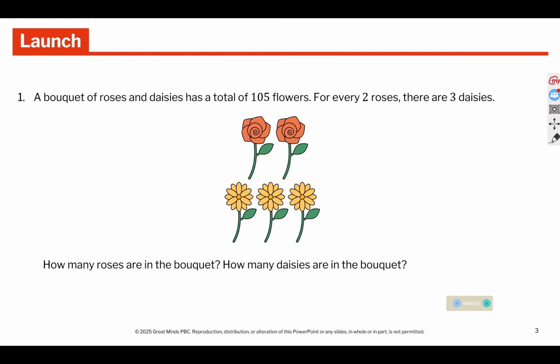A bouquet of roses and daisies has a total of 105 flowers. For every 2 roses, there are 3 daisies. How many roses are in the bouquet? How many daisies are in the bouquet?